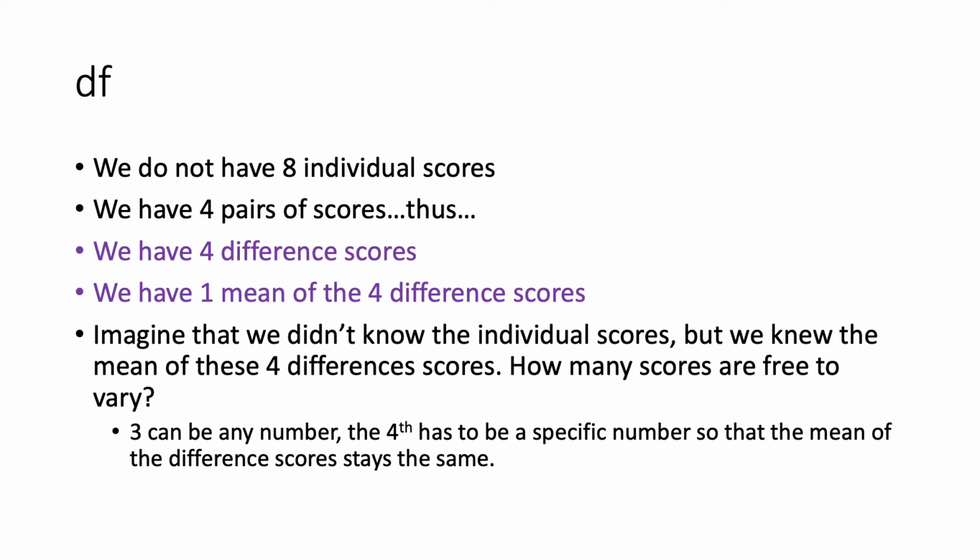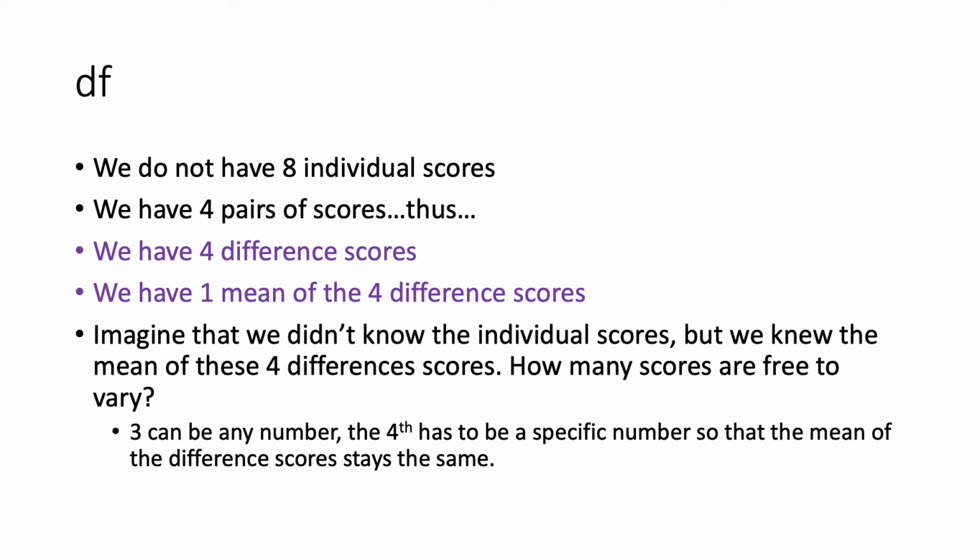And so instead of 2 means, we have 1 mean. Instead of 8 scores, we have 4 scores. So imagine that we didn't know the individual scores, but we knew the mean of these 4 scores, and this mean had to still be the mean. How many scores are free to vary? Well, 3 can be any number. The 4th has to be a specific number so that the mean of the different scores stays the same. Let me show you in the next slide, okay?